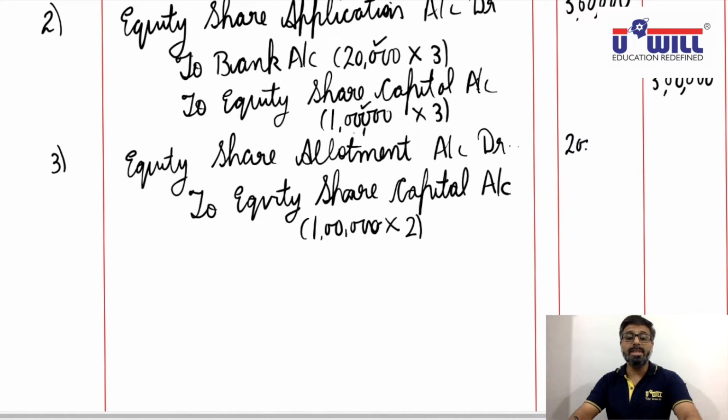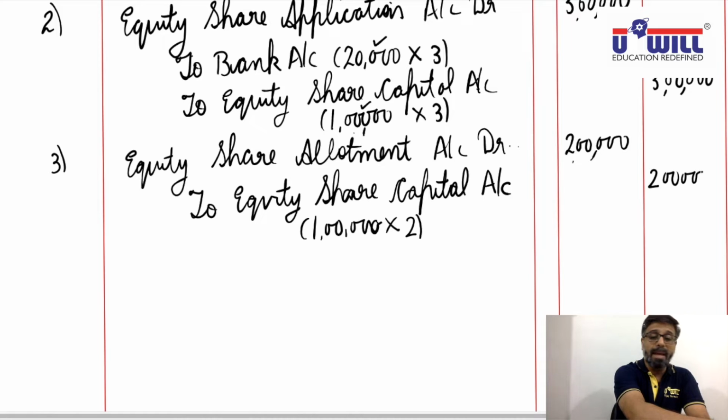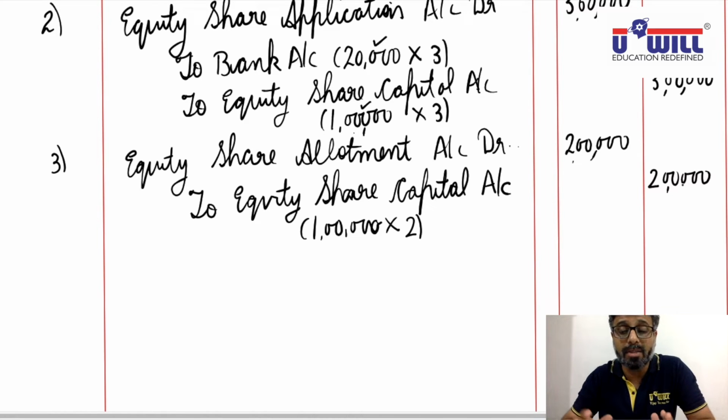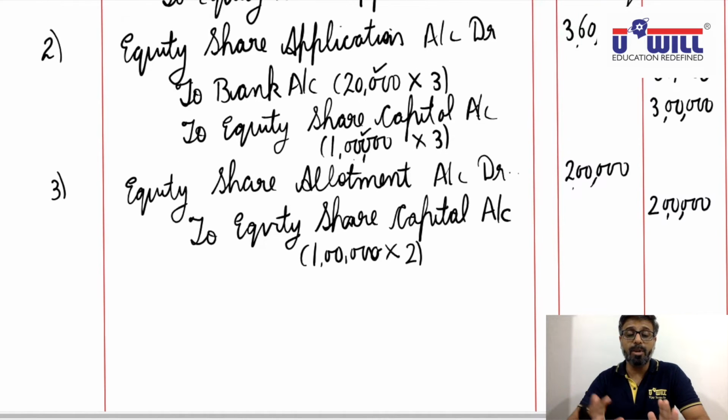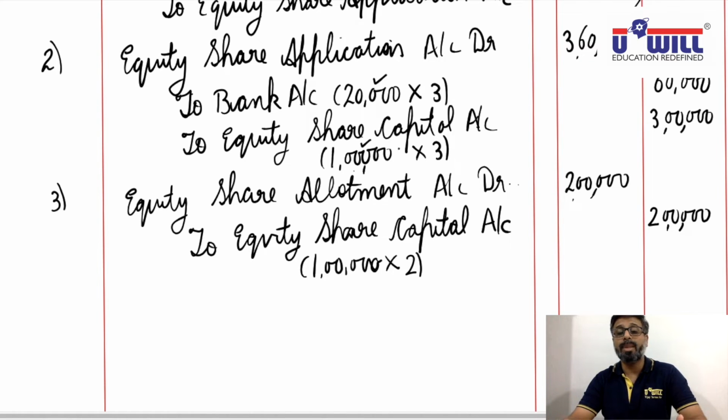For second entry, the narration will be being application money refunded and transferred to share capital. I repeat, being application money refunded and transferred to share capital. And for third entry, the narration will be simply being allotment money due. I repeat, simply being allotment money due.